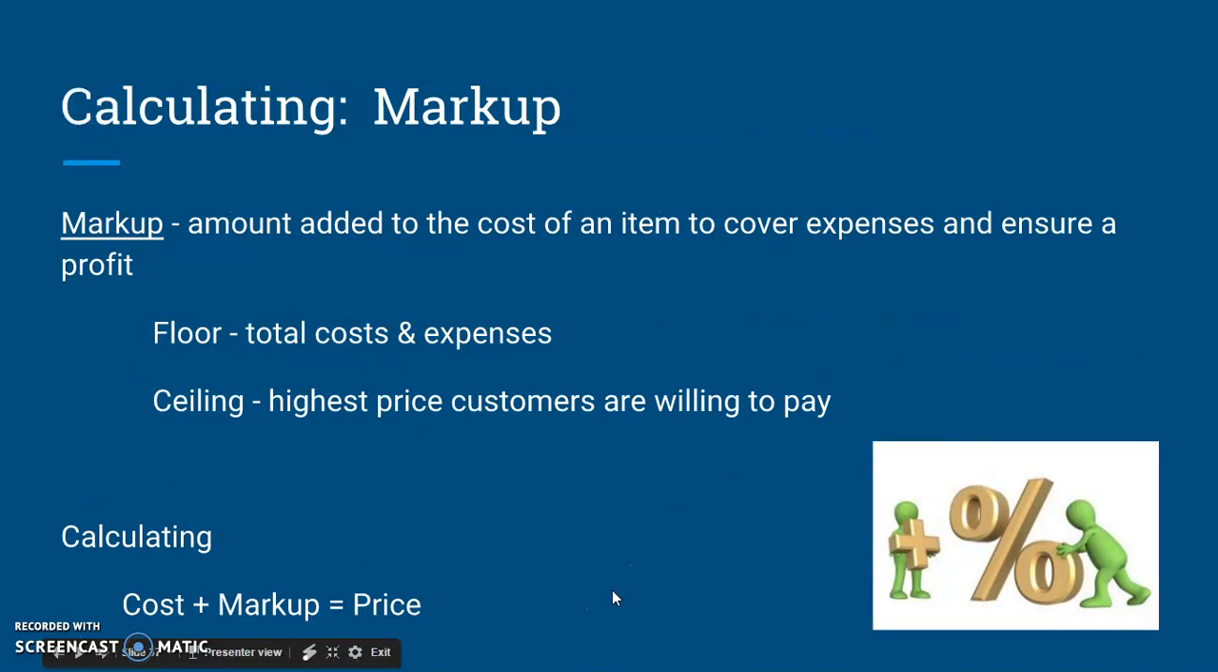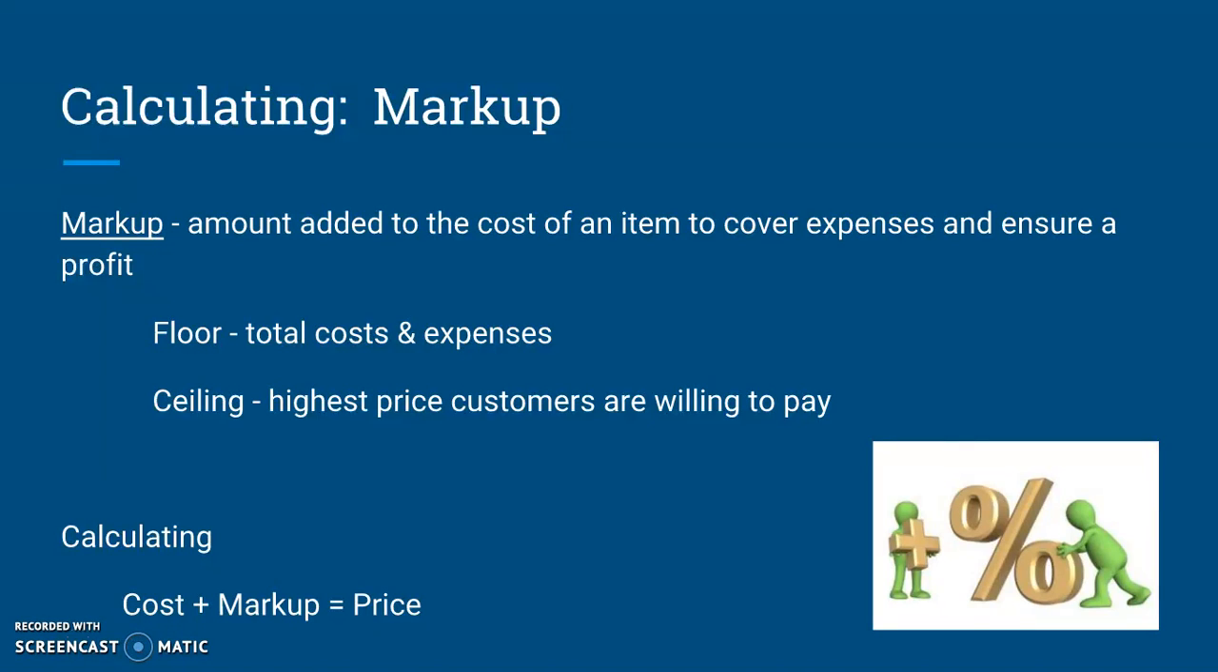All right, another determining factor in gaining profit is by marking up the price of your product. The markup, this is the amount that's added to the cost of an item to cover expenses and ensure that you are going to have a profit per unit sold.